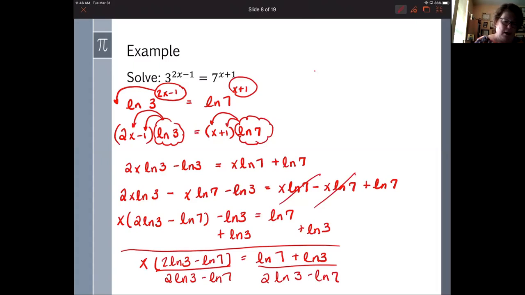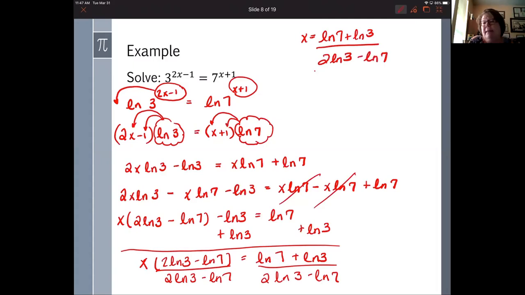So I'm going to write it up here. I get x equals the natural log of 7 plus the natural log of 3, divided by 2 times the natural log of 3 minus the natural log of 7. And that's the value. That's the exact value for x. You can find a decimal approximation to this also, but that is its exact value.